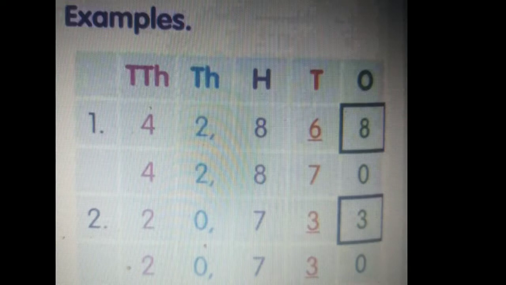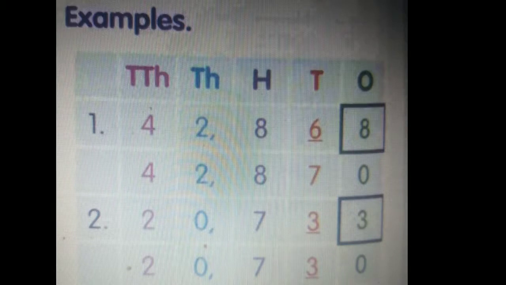Now, if you look at the ones place, the digit written over here is 8. So, 8 is obviously more than 5. Now, how could I round it off? I just round it off to the next 10. So, 68 is nearer to 70 in comparison to 60. So, I have rounded off 68 as 70. So, the new number formed is 42,870.